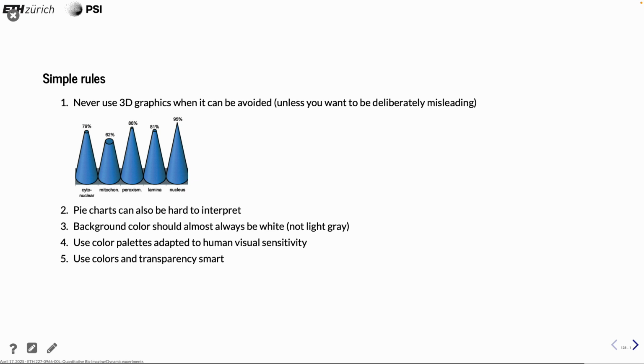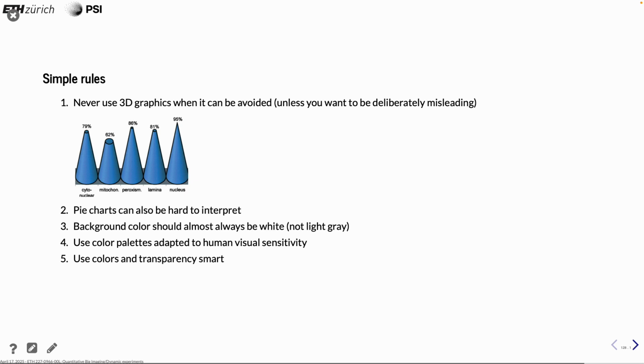So some simple rules. Never use 3D graphics like the one here. That's even the worst, where you have these cones. What is the cone representing? Is it the height only, or is it the volume of the cone? You never know. But I assume in this case they are talking about the height, but it's a strange way of visualizing it. Pie charts can only be used if you have 100%, or you're talking about fractions, and still they can be a bit hard to interpret.